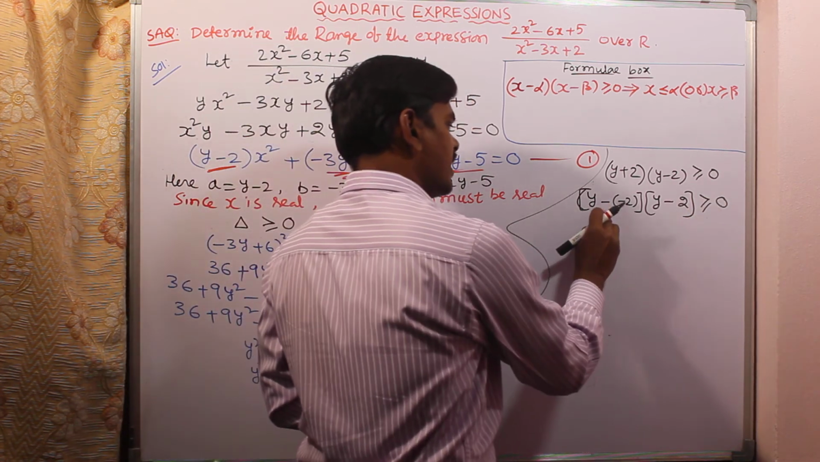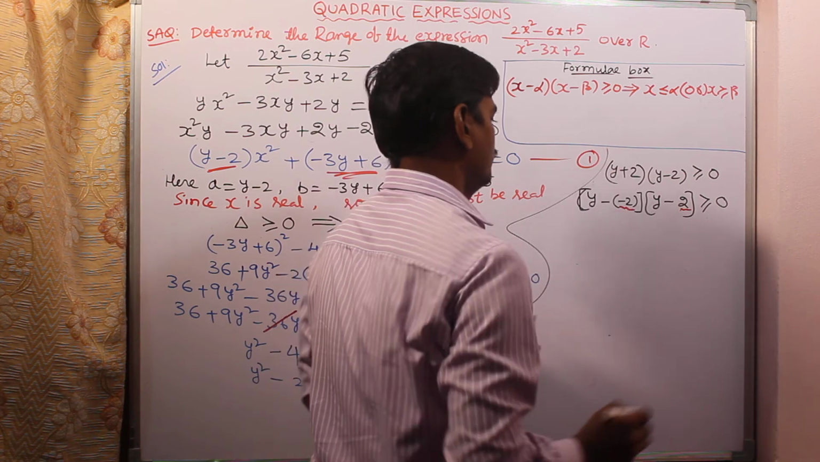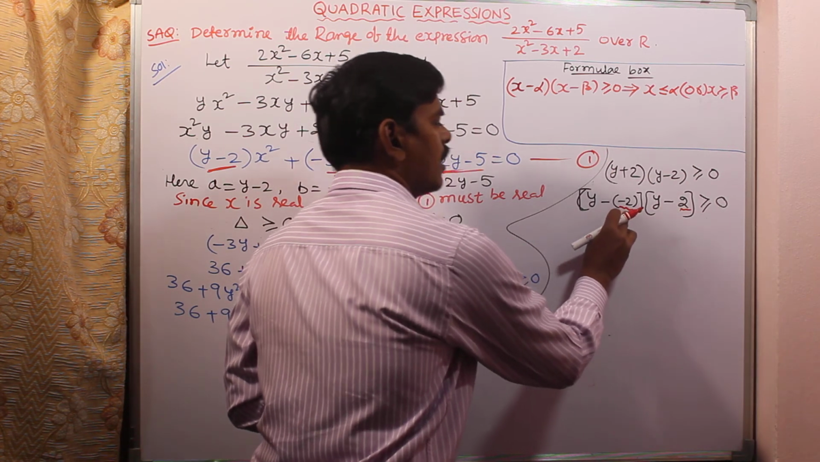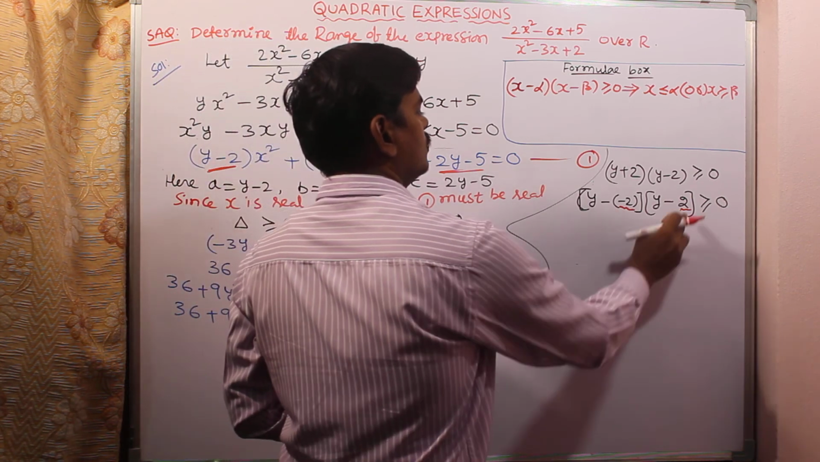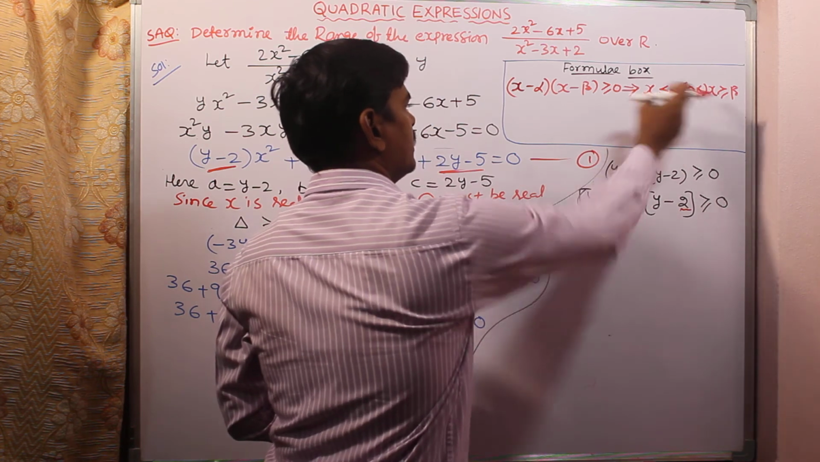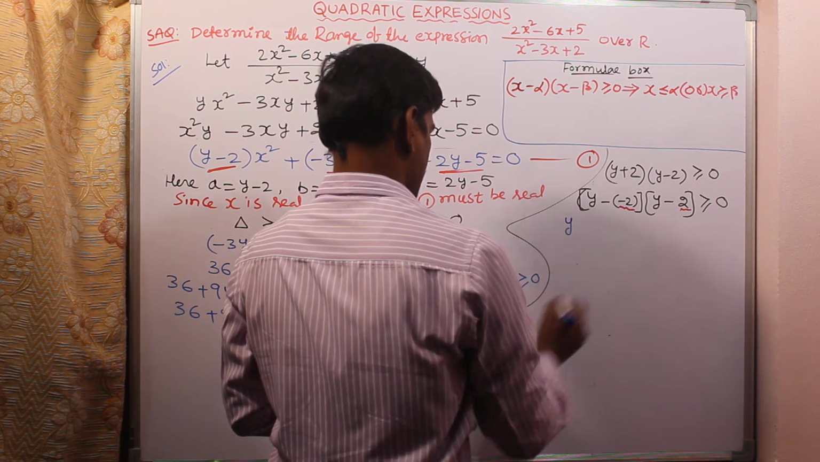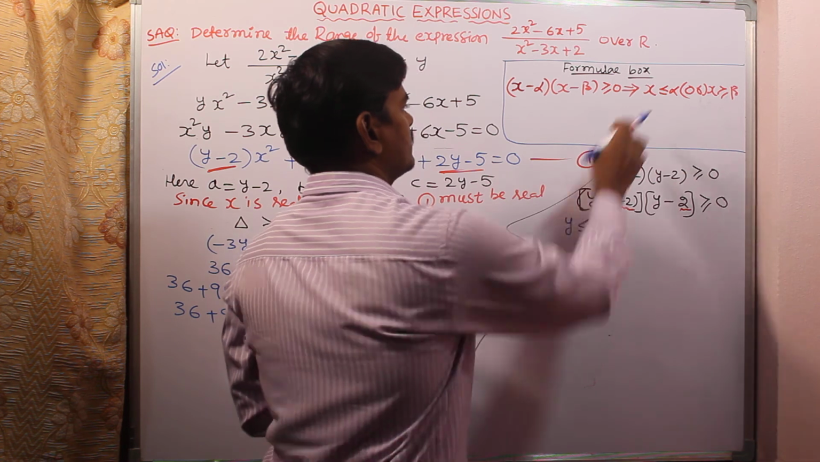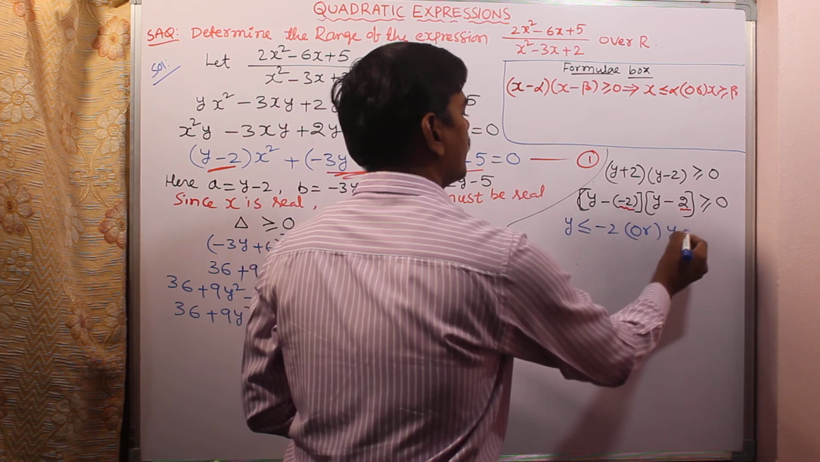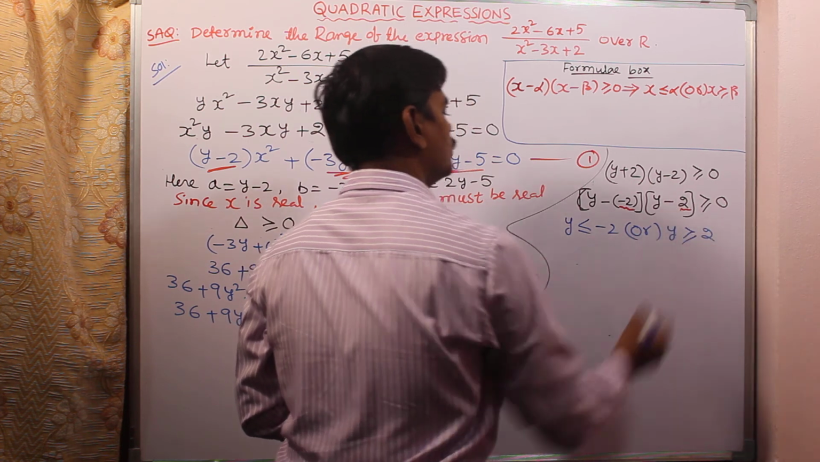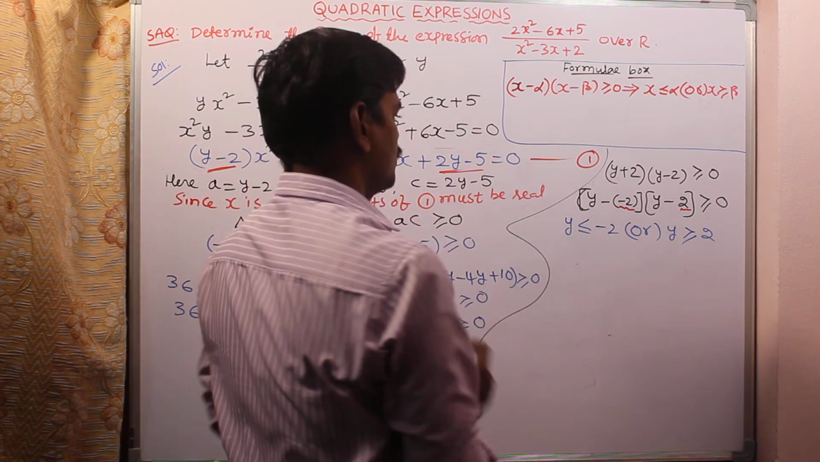In both the places we have a negative sign. After the negative sign, here we have minus 2 and here we have plus 2. Of these two values, the smaller value is alpha, the greater value is beta. So alpha is minus 2, beta is plus 2. Substitute in this formula. What is x? In place of x we have y. So I can write y less than or equals to alpha, alpha is minus 2, or y greater than or equals to beta, beta value 2.